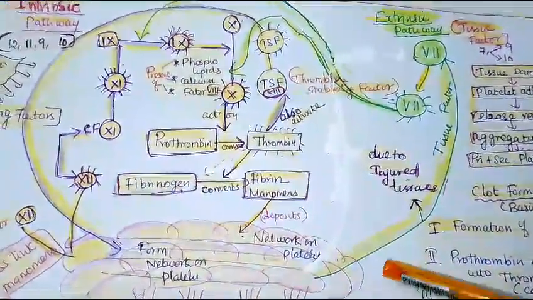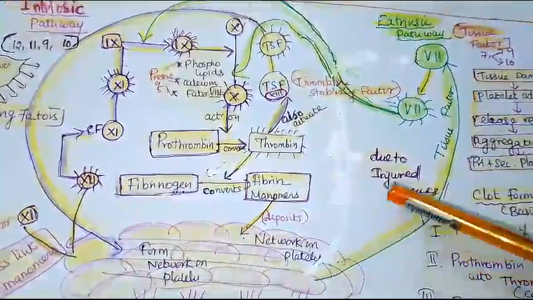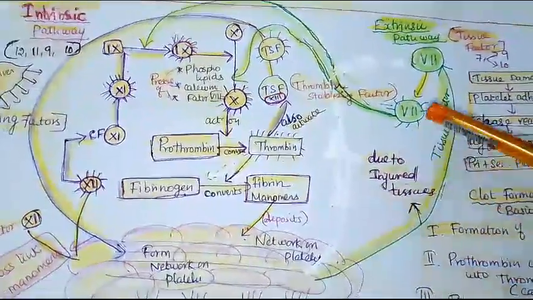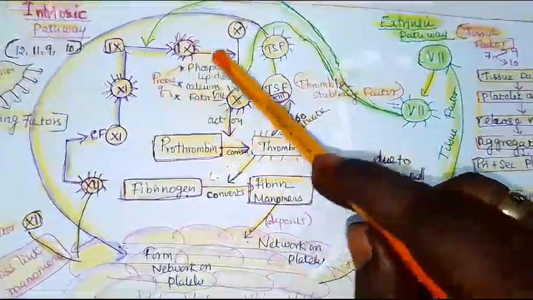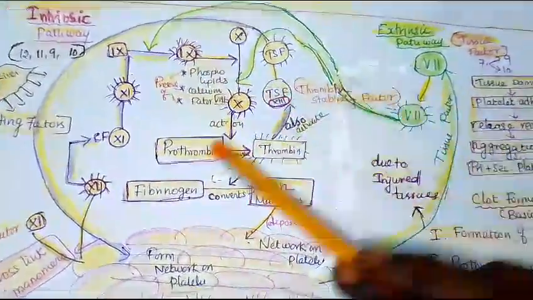What is the extrinsic pathway? In the same way, tissue will be enough to produce it, and it stimulates factor number 7, and again it will activate the 10 and 9. So that will cause the other pathway.